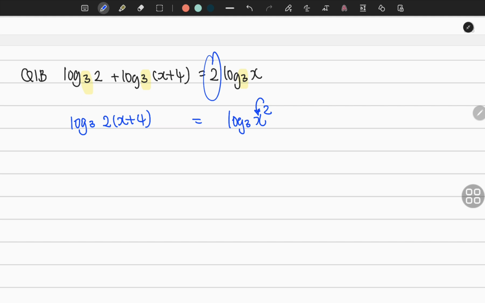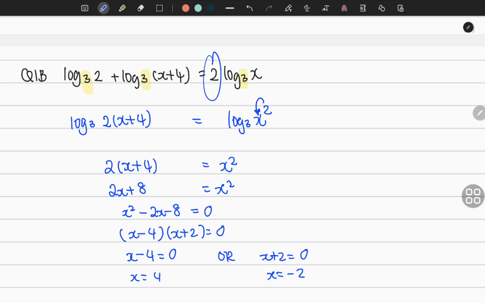Then I have log equal to log. So next step, I can remove the log. This is what I have. Expand and simplify, I get a quadratic equation. I can either factorize or use the quadratic formula to find my values of x. And then lastly, check if those values of x are within the range of what x is supposed to be. So I have my two answers.